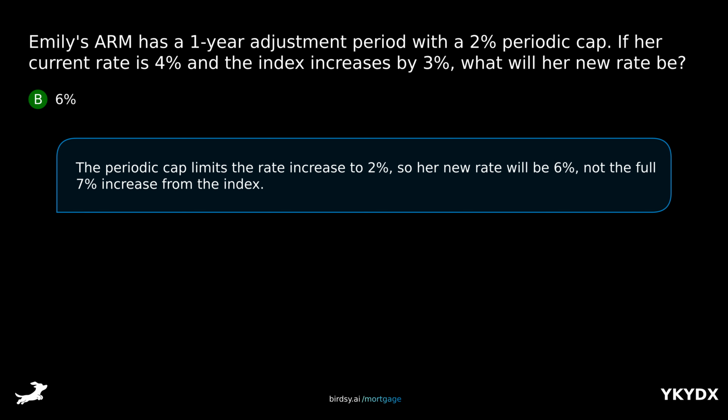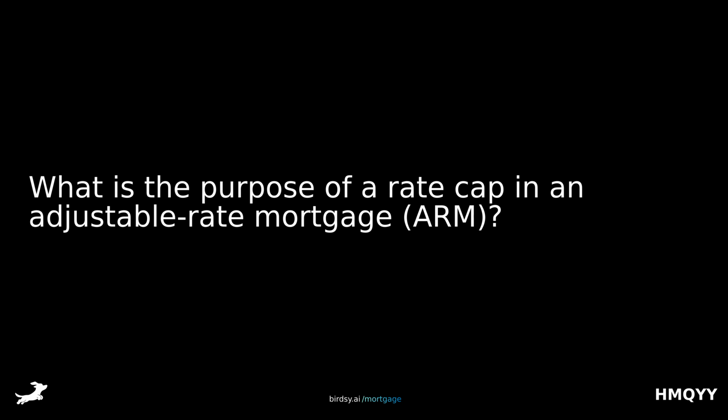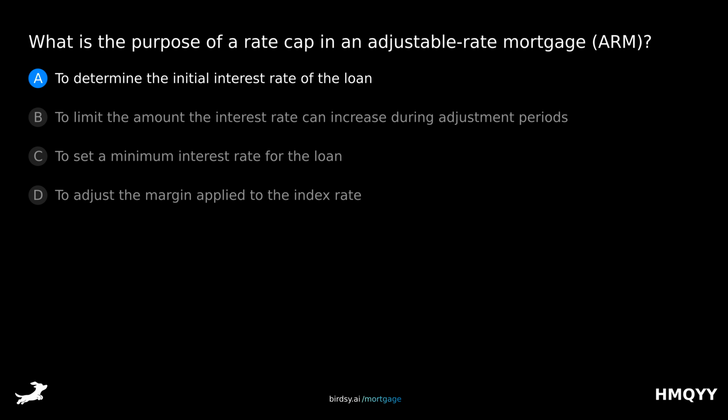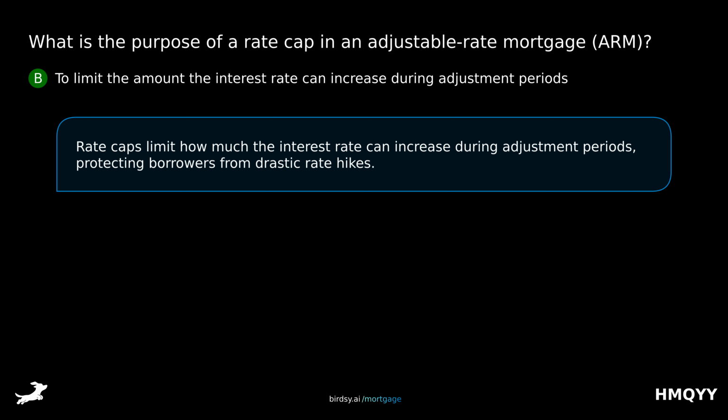increase from the index. What is the purpose of a rate cap in an adjustable rate mortgage? Is it A, to determine the initial interest rate of the loan? B, to limit the amount the interest rate can increase during adjustment periods? C, to set a minimum interest rate for the loan? Or D, to adjust the margin applied to the index rate? The answer is B, to limit the amount the interest rate can increase during adjustment periods. Rate caps limit how much the interest rate can increase during adjustment periods, protecting borrowers from drastic rate hikes.